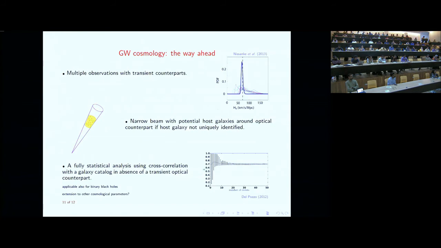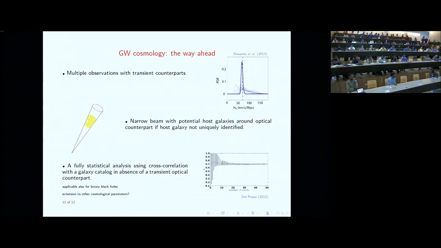There is the possibility that one sees an optical counterpart. However, one is not able to exactly measure the redshift of the counterpart, but is able to come up with a few potential host galaxies. And with this narrow beam around the optical counterpart with the potential host galaxies, one can combine information from a few events to get a good estimate.